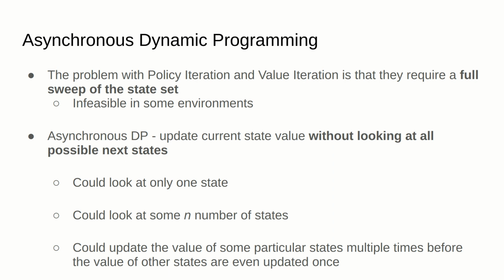So a major drawback to the DP algos we've seen so far is that they require a full sweep of the state set, which means looking at all of the next possible states before updating the value of one state. In some environments, for example, backgammon, which has 10 to the 20 states, this can be an infeasible approach. So asynchronous DP algorithms find many different ways to update the value of the current state without looking at all of the next possible states. They could look at only one state before updating the current state value, or they could look at some n number of states before updating the current state value. They could even update the value of some particular states multiple times before the value of other states are updated even once.